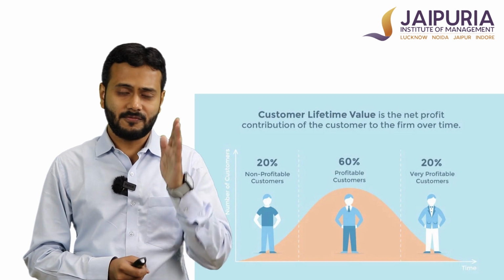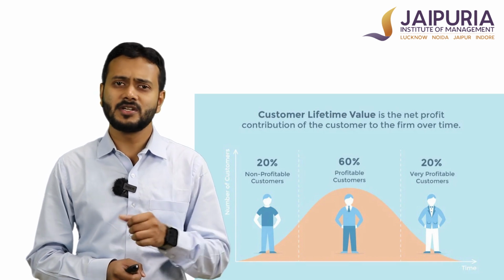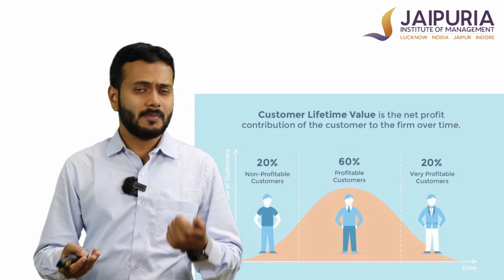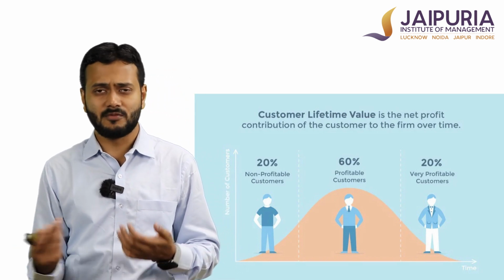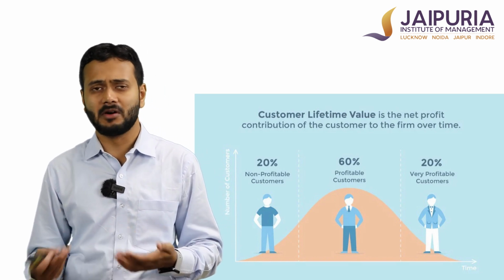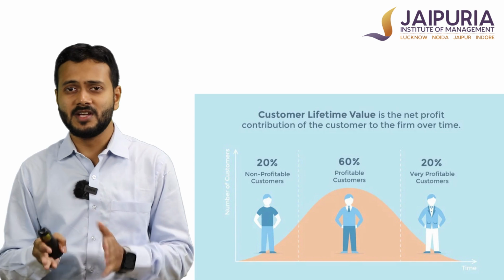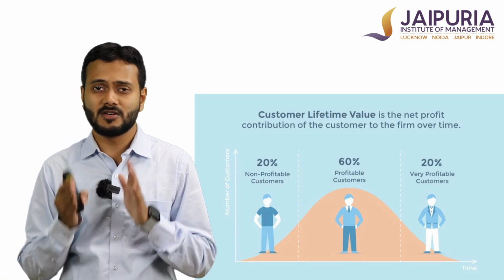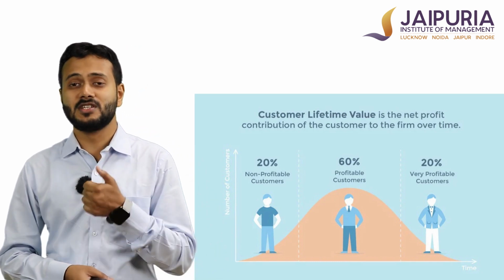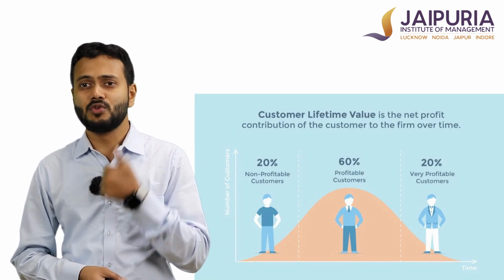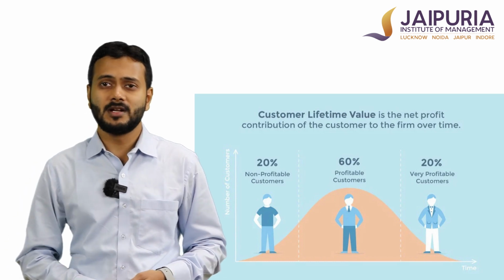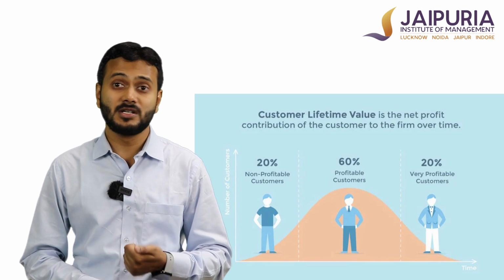So on the first quadrant, it is representing 20% non-profitable customers. Obviously, they just scroll our website, might purchase a very small kind of product or so, but they are not generating any revenue or a very feeble or weak revenue. Now coming to the major chunk, 60% profitable customers lie in this quadrant, which is known as the second quadrant. And the third one, which is the most profitable one, that is 20% very profitable customers. So these 20% very profitable customers generate around 80% of the revenue.